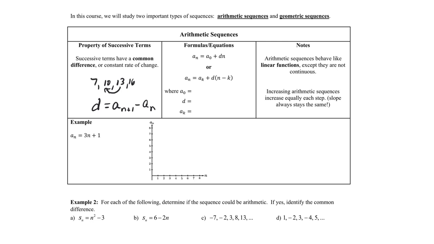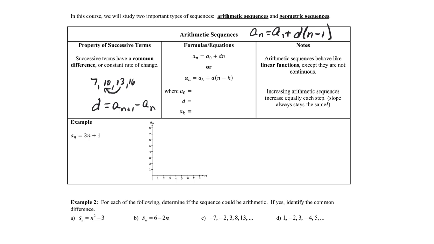So over here in the next column, we have the formulas. Last year, we used this formula right here: a sub n equals a sub 1 plus d times n minus 1. Hopefully that looks familiar. That was a great formula to use. It was just a little cumbersome sometimes because we didn't know what a sub 1 was, and then we had to do some fancy work to figure out what the a sub 1 was.